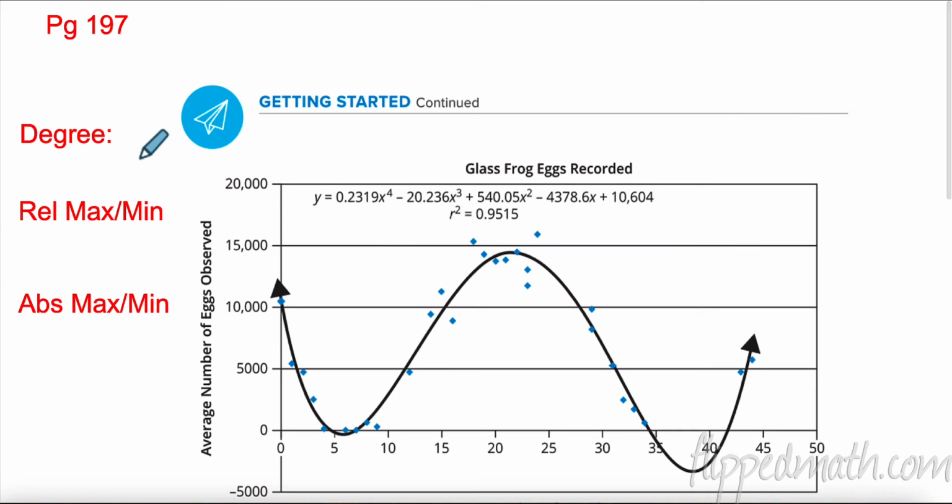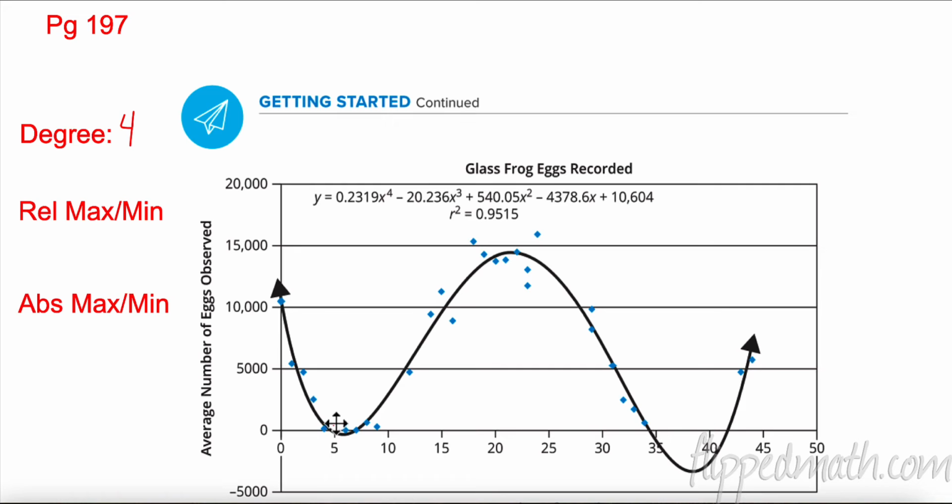So over on page 197, in fact, on page 196, they had some data, and they found the regression equation for this data. So you can see the blue dots are the actual data points, and the black line is the equation, which they have right here. Now, we could have done that on our calculator, but they did it for us, and we've done it before, so I thought, we don't need to do that today. So let's talk about a few things. First of all, the degree of this, we can find it easily here. It's a fourth degree, but how does that relate to this?